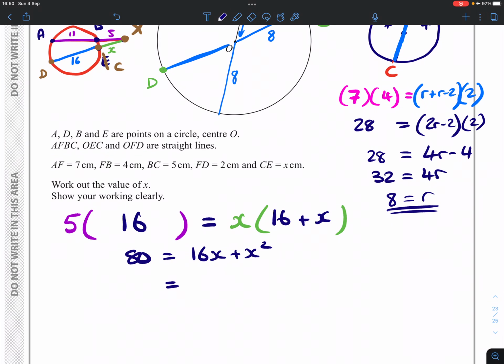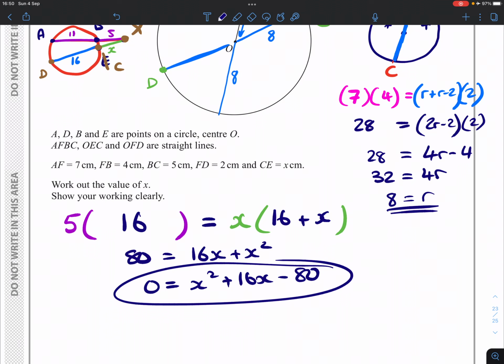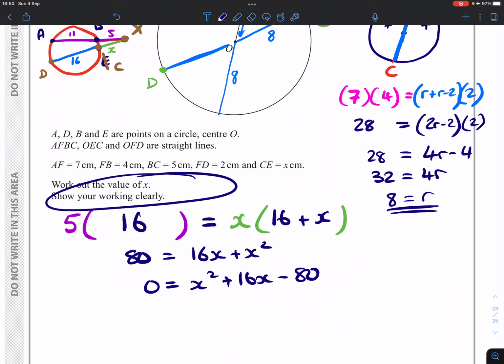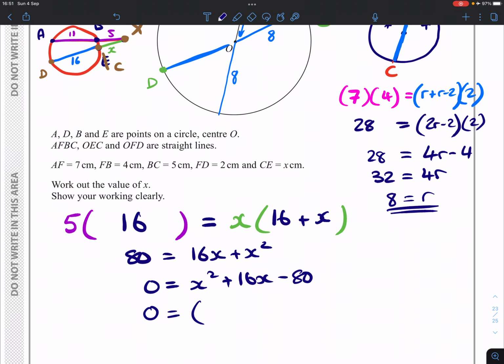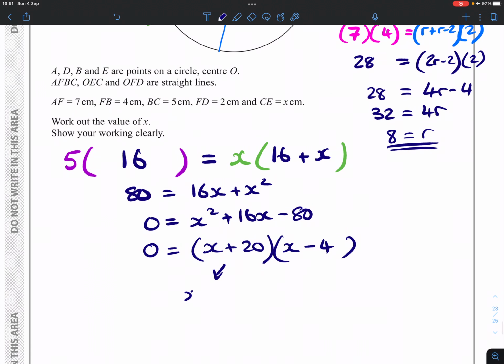Take away 80 from both sides, so we end up with a 0. I'm going to write the x squared first, like so. You've got 2 choices. You could use the quadratic formula to solve this. However, no mention of decimal places or significant figures, which means by design this question is going to factorize nicely. Factors of negative 80, 20 and minus 4, are going to be the 2 that you want to mix together to get a 16x. And then after that, we set each factor equal to 0 and solve.